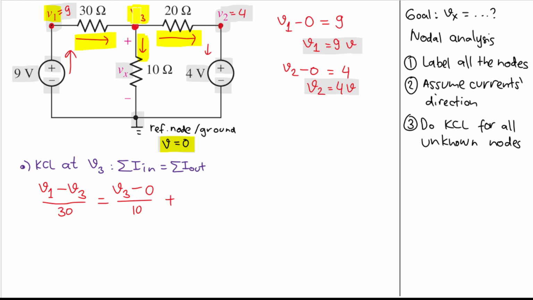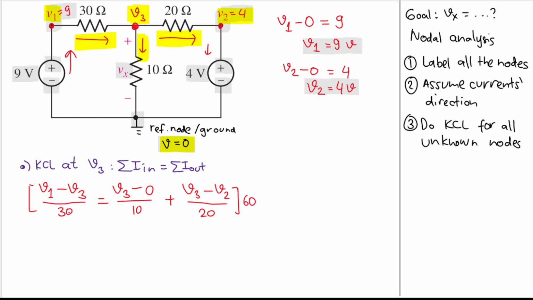And the current goes from V3 to V2. So we will have V3 minus V2. V3 is where the current comes from. V2 is where the current goes to. So I will have this divided by 20. Good. And now let's multiply both sides here by 60.